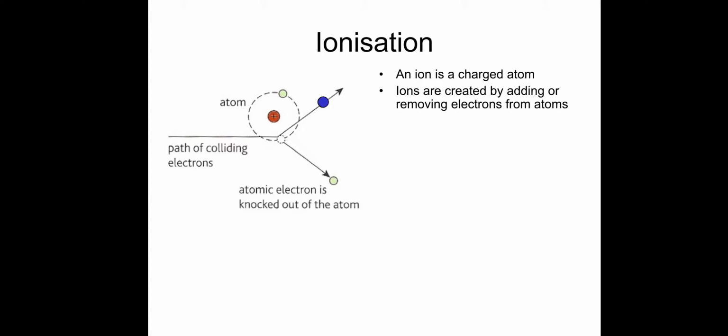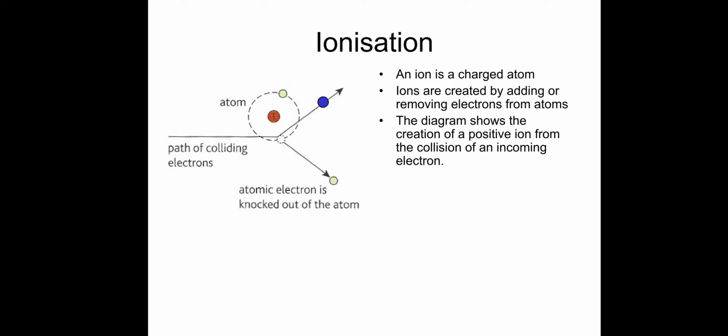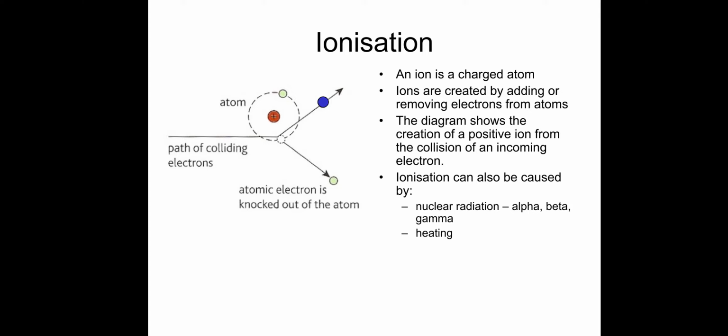So in that situation, an incoming electron has collided with another electron and knocked it out of the atom. So the diagram shows the creation of a positive ion from the collision of an incoming electron. And ionization can be caused by nuclear radiation, such as alpha, beta and gamma, heat, or passing an electric current through a gas, such as a fluorescent tube, which we'll look at in a different lesson in more detail.